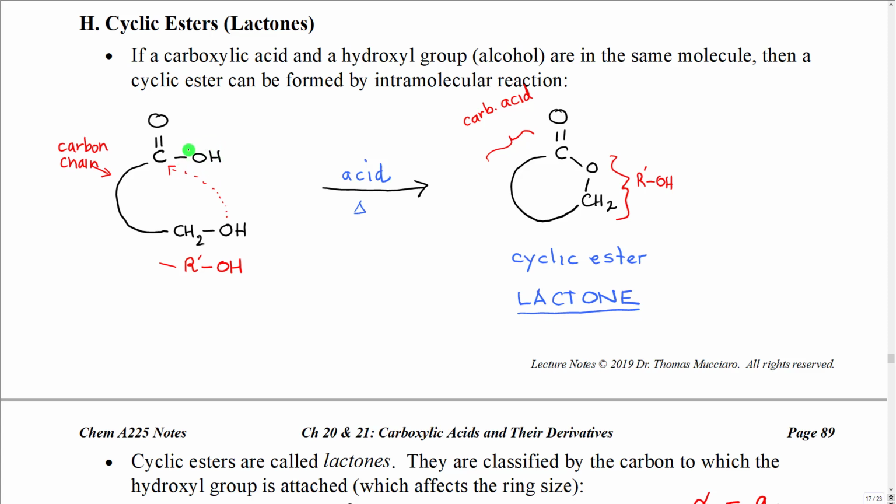OH from the carboxylic acid, and we would get a structure like this where we have a carbonyl on one side and an O-carbon group on the other. So that's effectively an ester, but that carbon group of the ester is attached by a chain back to the carbonyl on the other side. So we have made a ring. So we would call this a cyclic ester. Now, cyclic esters have another name. They're called lactones.